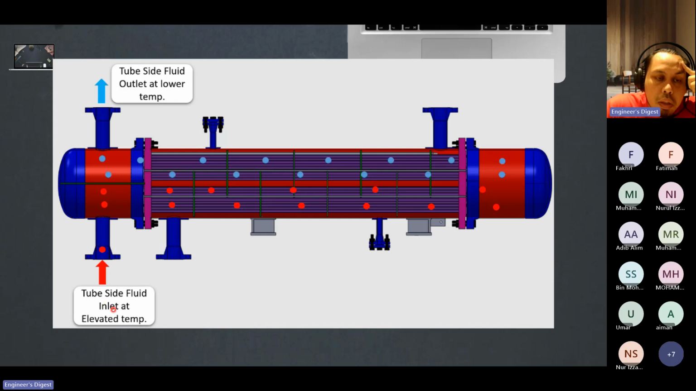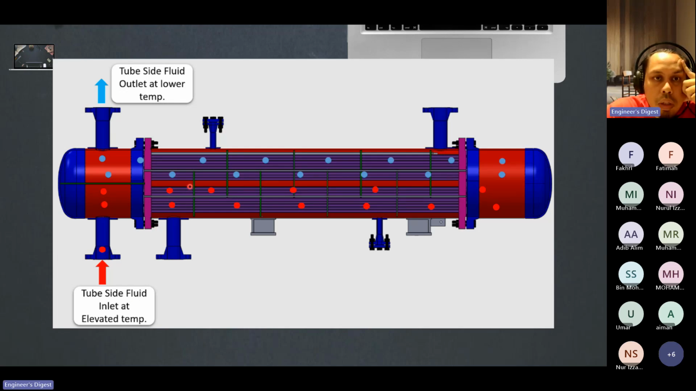Tube side means that when your fluid is coming in this nozzle, it will go along this tube length. That's why we call it a tube side. Along this tube length, it will go up and go back along this tube length again. Then it will exit. So you will notice that this nozzle, inlet and outlet, is at the same front side of the heat exchanger. This is tube side coming in at elevated temperature.